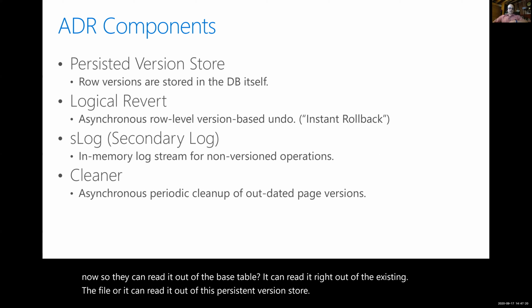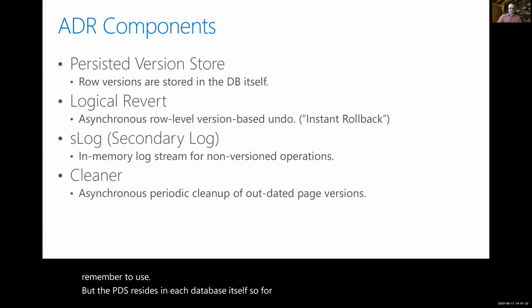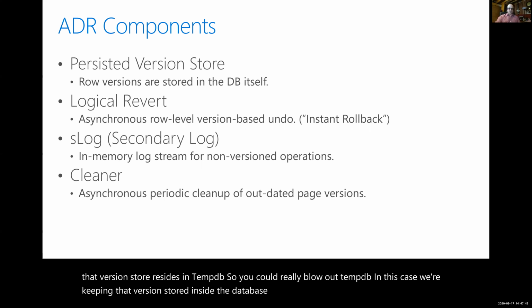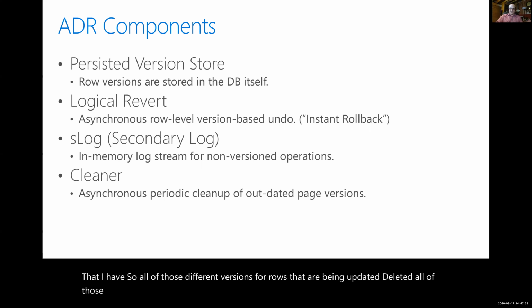The persisted version store, or PVS, is another three-letter acronym I'm going to try to remember to use. The PVS actually resides in each database itself. For read committed snapshot or snapshot isolation, the version store resides in tempDB, so you could really blow out tempDB. In this case, we're keeping the version store inside the database itself, and I'll show you where that goes in the demo database. All of the versions for rows that are being updated or deleted are stored within the database itself in the PVS.